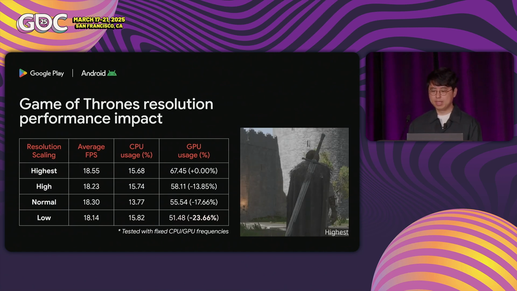In simple terms, by adjusting the resolution, they could significantly reduce the strain on the device without sacrificing much visual fidelity. Just look at the data. Dropping the resolution from high to low resulted in a 23% decrease in GPU usage. This crucial discovery became the base of the entire ADPF strategy. And importantly, they confirmed that other graphic quality options had minimal impact on overall performance. This allowed them to focus their effort on resolution scaling.